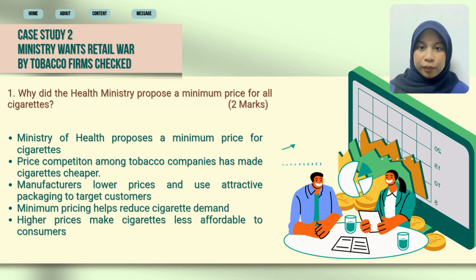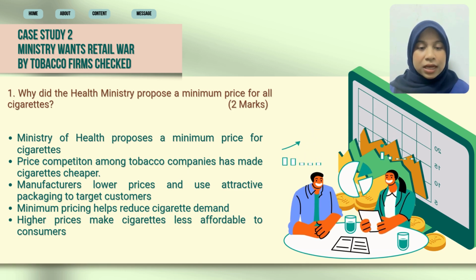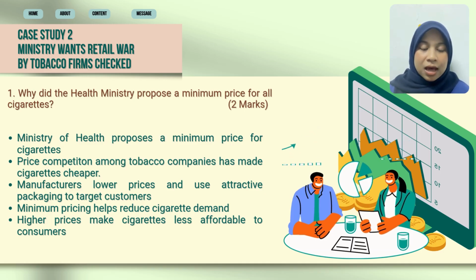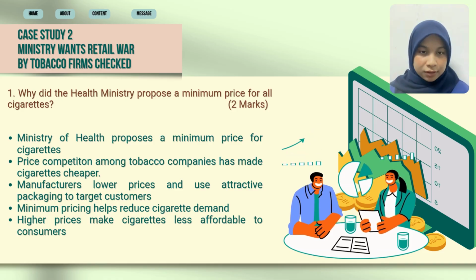Based on question number 1, the answer is the Ministry of Health proposed a minimum price for cigarettes because price competition among tobacco companies has made cigarettes cheaper even though tobacco taxes are higher. Manufacturers lower prices to attract customers, especially young people. By setting a minimum price, the government aims to reduce cigarette demand, as higher prices make smoking less affordable and encourage people to smoke less or quit.